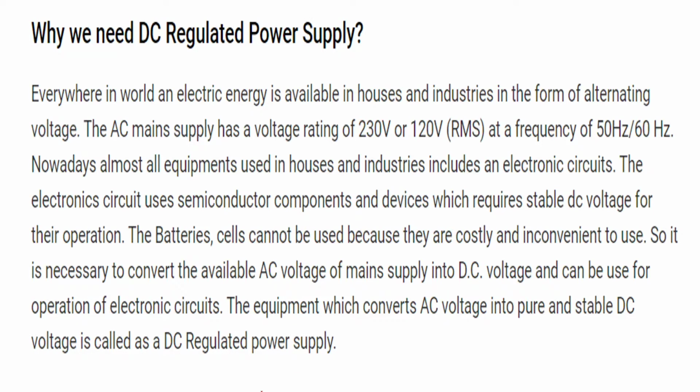Here I have given a note. The question asked is why we need a DC regulated power supply. Everywhere in the world, electricity is available in houses and industries in the form of alternating voltage, that is the AC. The AC main supply has a voltage rating of 230 volt or 120 volt root mean square, RMS, at a frequency of 50 hertz or 60 hertz. It is 50 hertz in India, and in some foreign countries it is 60 hertz. That is the frequency.